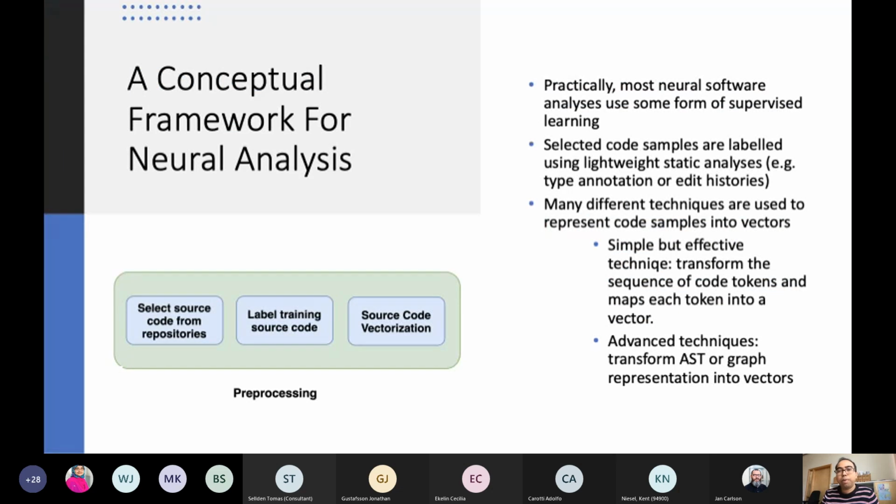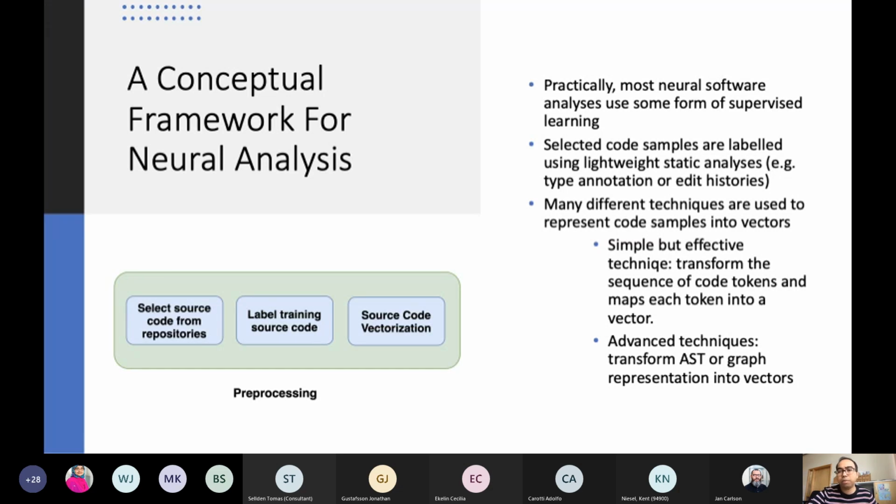So as I said before, practically all existing neural software analyses use some form of supervised learning. So selected code samples have to be labeled. And in order to do that, lightweight static analysis is often applied. For example, a tokenizer, which is available in the compiler framework, transforms the source code into a sequence of tokens, or a parser is used to transform the code into abstract syntax trees. A neural analysis that predicts types can learn from existing type annotations, or one predicting code edits can learn from edit histories. So this kind of static analysis can be used to label the training data.